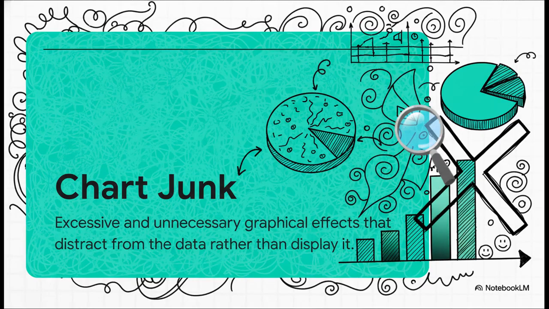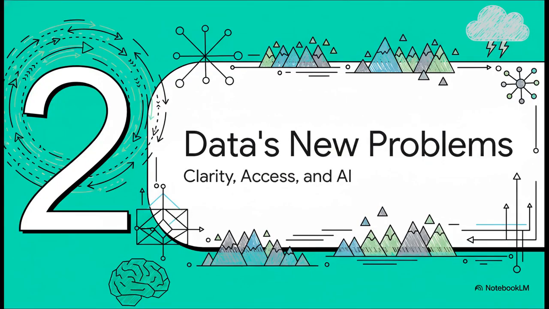Tufte also had this great term for all the junk that gets in the way of the data. He called it chart junk. You know what I'm talking about. Those unnecessary 3D effects, crazy colors, little decorative pictures that don't add anything. His advice? If it doesn't help someone understand the data, it's just noise. When in doubt, take it out. Okay, so Tufte laid down these amazing rules. But how do they hold up today?